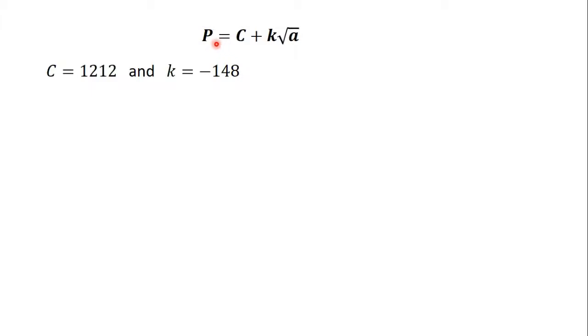The expression is p is equal to c plus k square root of a. We saw this in the previous video, and we have found the value of c as 1212 and the value of k as minus 148. So we can replace c with 1212 and replace k with minus 148. So you have p is equal to 1212 minus 148 square root of a. So we now have an expression connecting p and a.